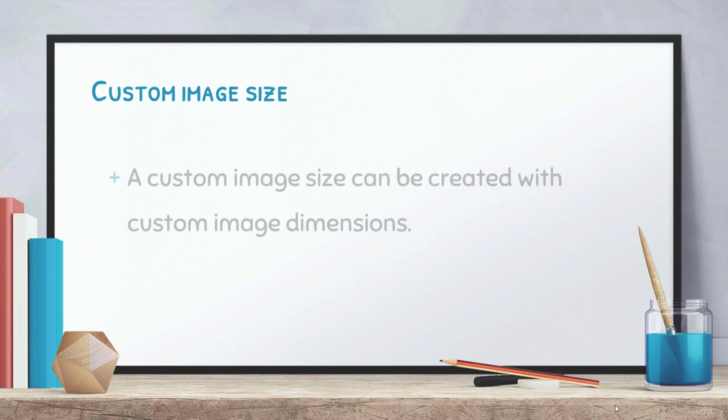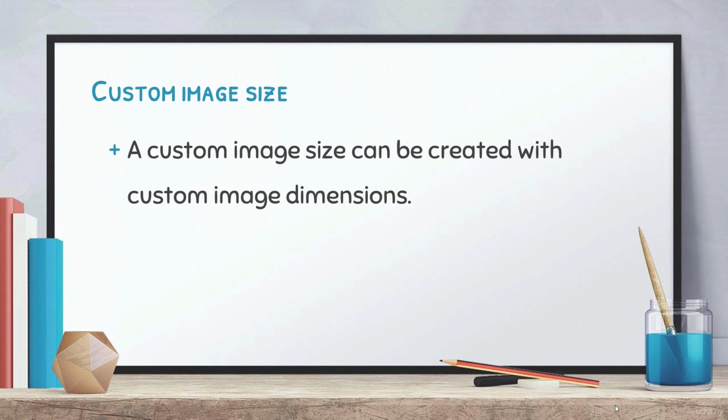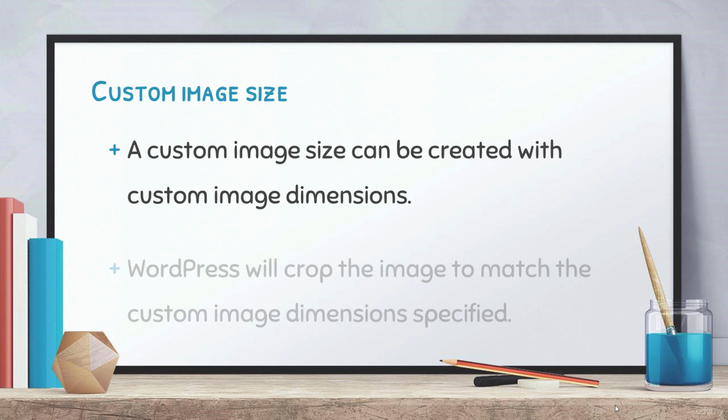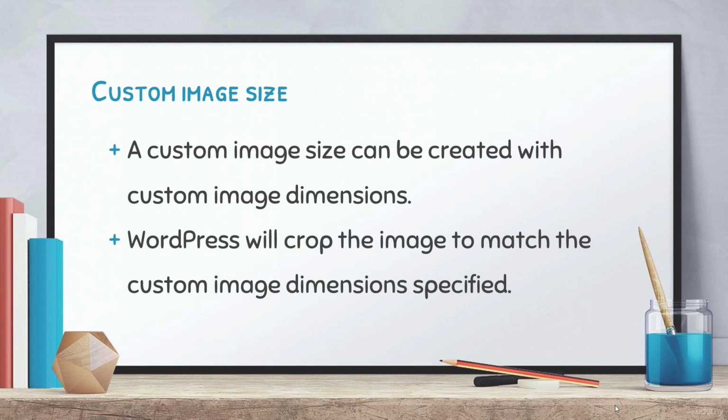But in certain instances, you may want to create your own custom image size, with your own custom image dimensions. You may want to create an image with a square dimension like 200 pixels by 200 pixels. You may want WordPress to create a landscape version of your image that will be very, very wide and not very tall. Or you could also get WordPress to create a portrait version of your images that will be very tall and very narrow. Now, WordPress will crop the image that you upload to your media library to match the custom image dimensions that you've specified. That's what WordPress will do.